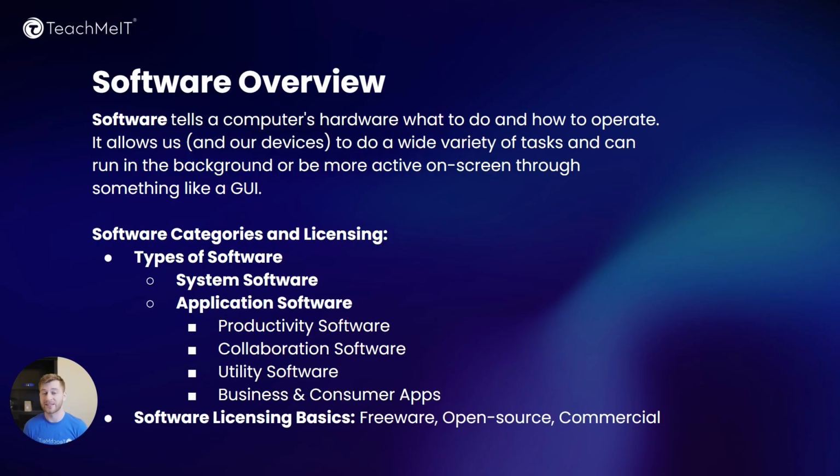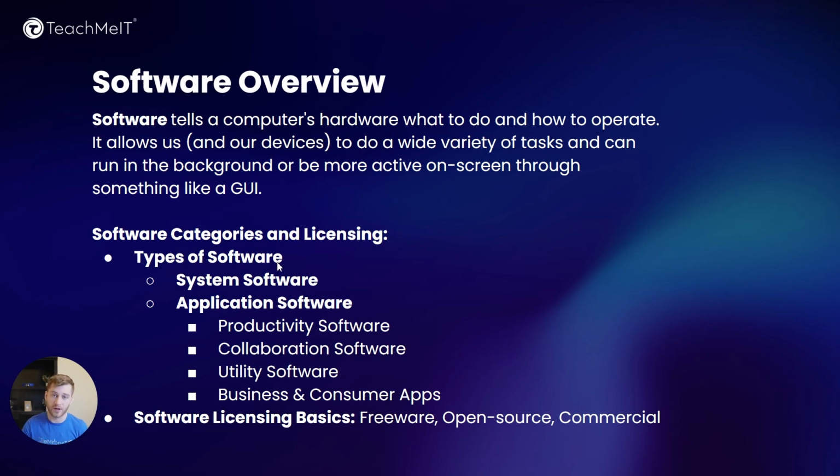All software really is, it's something that allows us to do some sort of task or it does something for us. Those are really the two main use cases for software. Whether it sits in the forefront or it runs in the background, software is always running on our laptops and computers. Let's go into the different types of software categories as well as licensing.